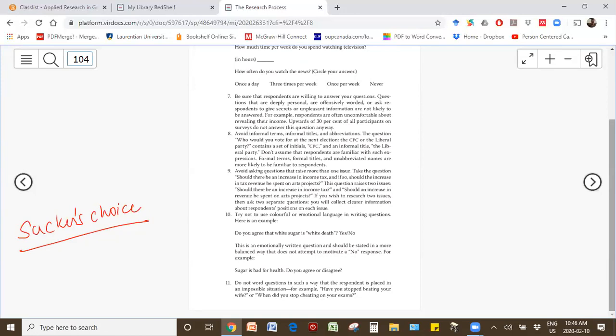Try not to use colorful or emotional language. For example, the example you have is, do you agree that white sugar is white death? Yes or no? Very emotional, very colorful, right? Do you think that the corrupt Justin Trudeau has taken money in his dealings with the Aga Khan? Okay, come on. That's a biased question. Biased question, right?